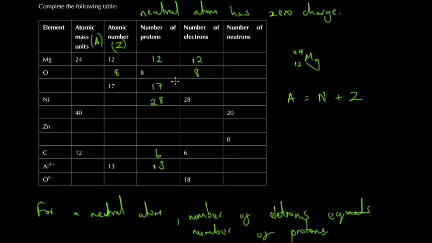We have A is equal to 24, plus our Z is equal to 12. So you transpose this one to the side, then you actually get 12 here. So this one will be 12. So A is equal to n plus Z. A is equal to n plus Z.